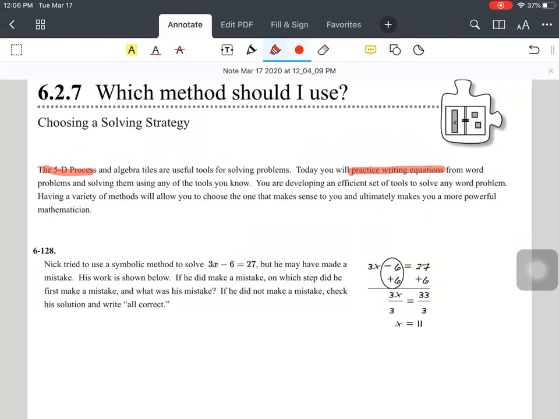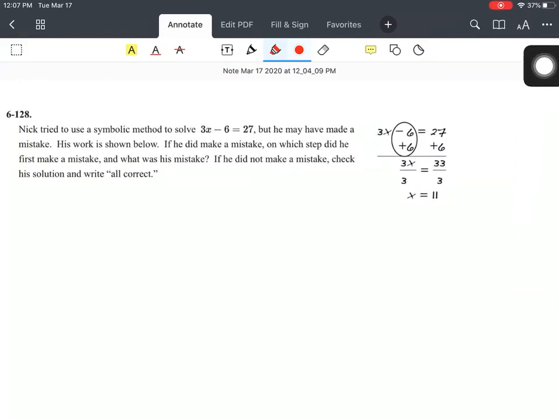So we've got the 5D process, we've got tiles, we've got equations, just filling your toolbox of strategies to solve things. So you're developing an efficient set of tools to solve any word problem, and having a variety of methods will allow you to choose the one that makes sense to you and ultimately makes you a more powerful mathematician, right? So the goal is to be able to do all of these methods, but remember, each person is different. That's why we teach multiple methods, and then you pick the one that makes sense to you, and you go with that one, and on the side, you're working on the ones that you're struggling with, okay?